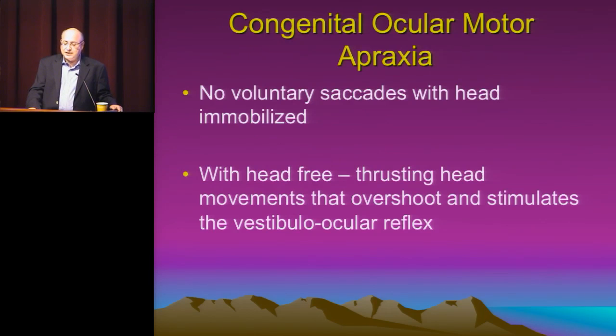Congenital oculomotor apraxia is a congenital defect that involves not being able to make any voluntary saccades. So if the head is straight, you can't look to the side with rapid eye movements. And so what patients do is they learn to overcome their deficit by shifting their head over and then getting a vestibulo-ocular reflex to come back.